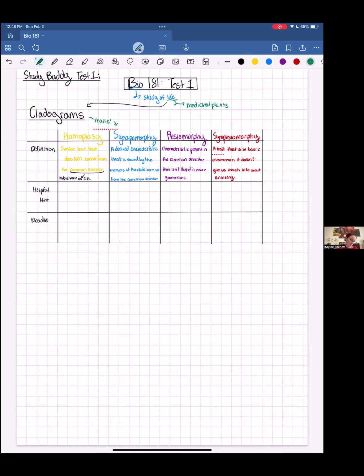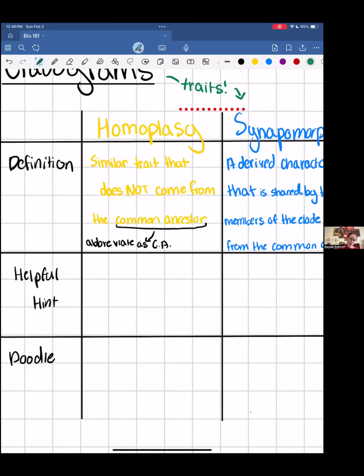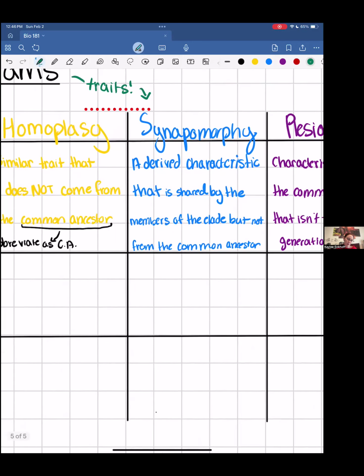Oh my goodness. But kind of going over the definition, homoplasy is a similar trait that does not come from the common ancestor. I put down there that you can also abbreviate common ancestor as CA. I normally keep a key of my abbreviations in the top corner, or I'll make sure to note somewhere that it means common ancestor. Synapomorphy is a derived characteristic that's shared by the members of a clade, but not from the common ancestor.